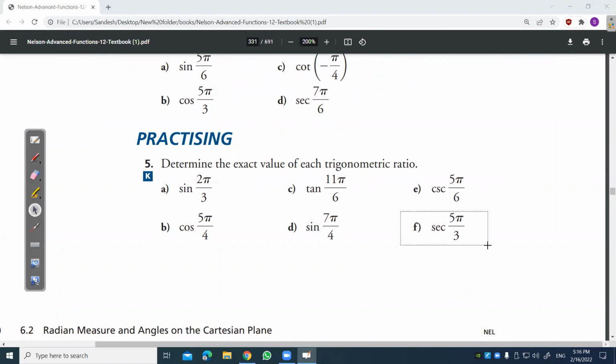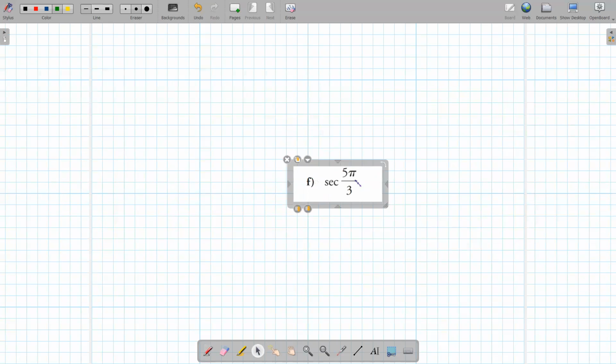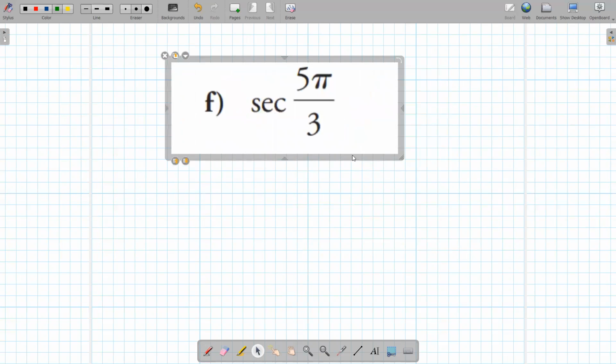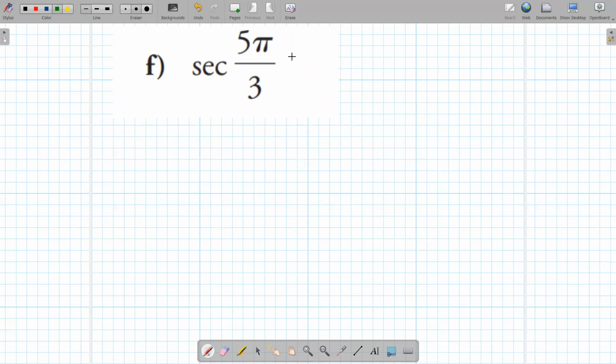Okay, step number 1 is to rewrite this in terms of its equivalent related acute angle. 5 pi over 3 is in quadrant 4. The related acute angle is simply pi over 3. We know secant in quadrant 4 is positive. So step 1, rewrite it in terms of its related acute angle. Step 2, use the CAST rule to see if it's positive or negative. So this is positive, and this is cosine 60. I know cosine 60 is 1 over 2. That means secant of 60 is just 2.